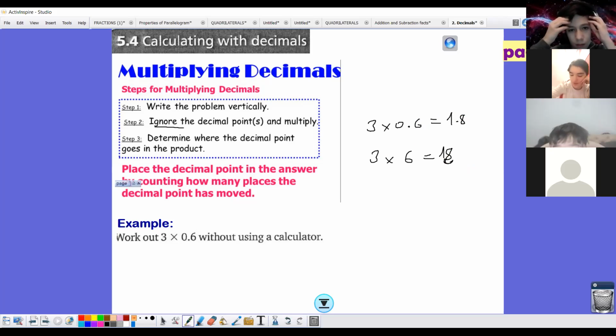Teacher, which ones shall we write at the steps? The steps, only the steps. Okay, the steps and then the example. I'm going to write the steps. Okay.